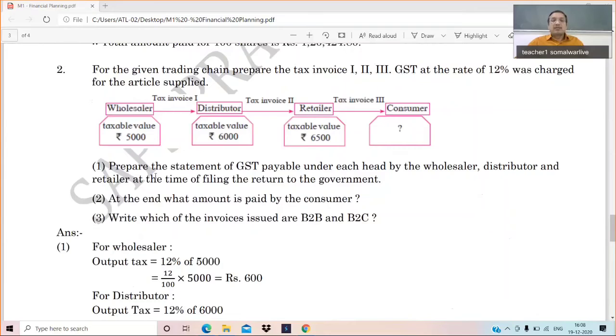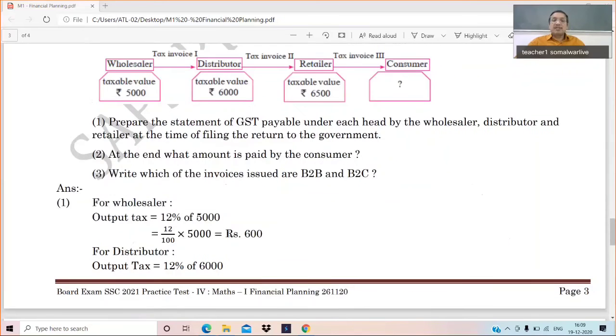So for wholesaler, output tax, taxable value 5,000. So he collected the GST, no information about the purchasing. So output tax is only 12% of 5,000, that is rupees 600. For distributor, input tax will be rupees 600, that is output tax for wholesaler. Whatever will be output tax for wholesaler, it will be input tax for distributor because it is paid by distributor to wholesaler. It was rupees 600.